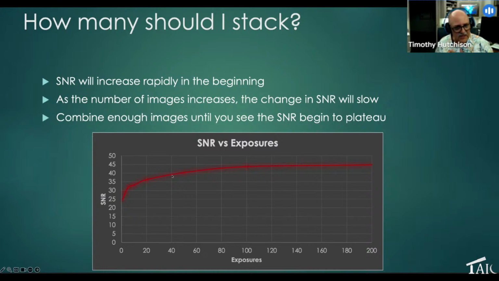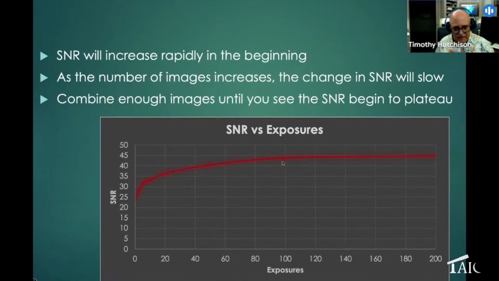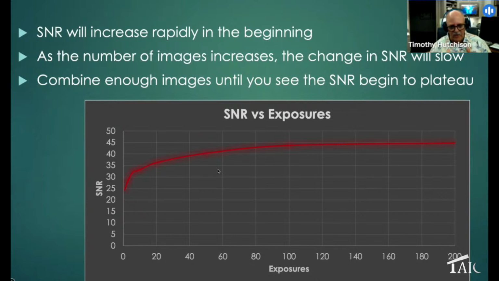And from 40 to 60, I went from 39 to 41. I'm not really changing that fast anymore. And from 60 to 100, I went from 41 to maybe 43 or 44. And from 100 to 200, with 100 more images, I went from 44 and my signal to noise ratio only increased 1. As you combine more and more images, your signal to noise ratio change will slow down, right?